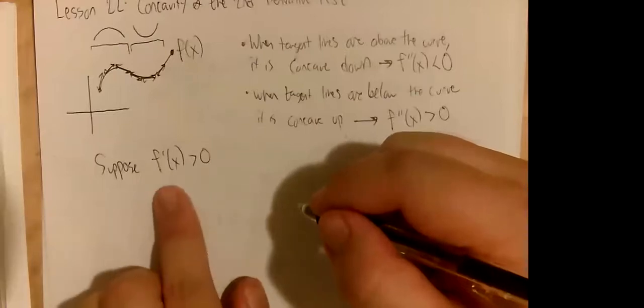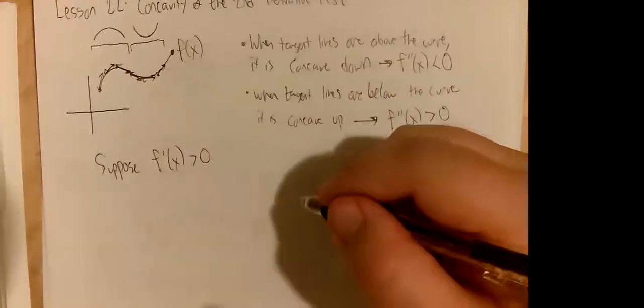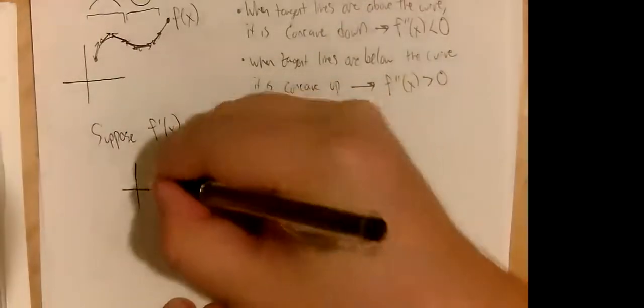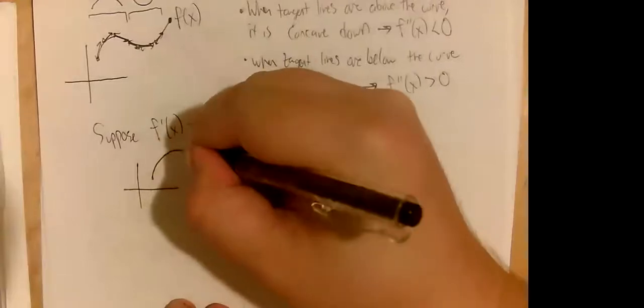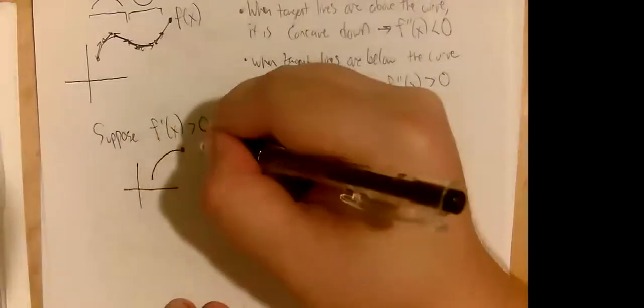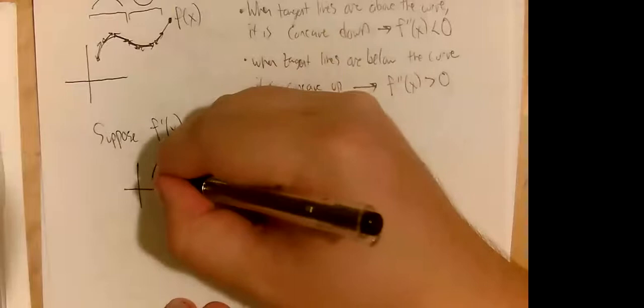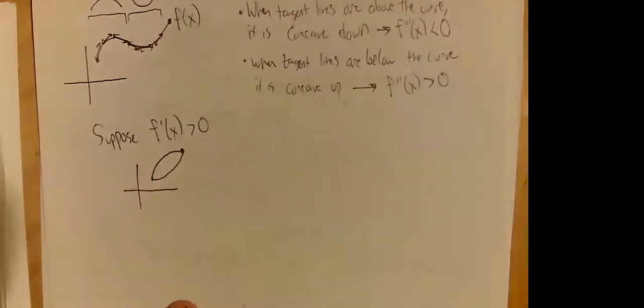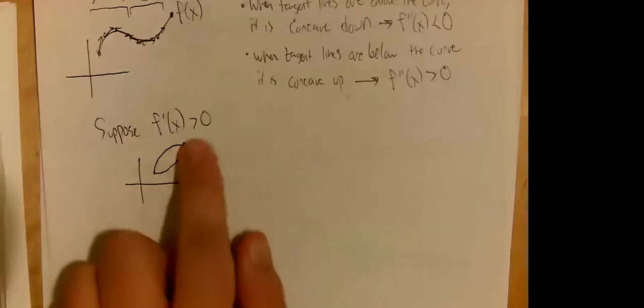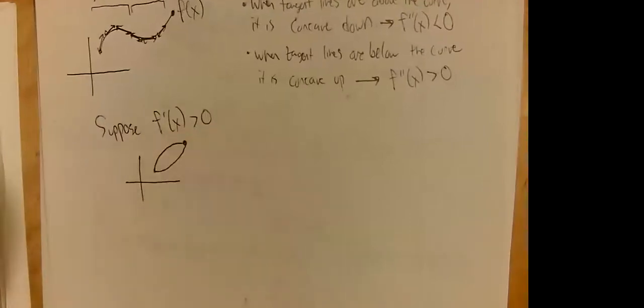So remember, from the previous lesson, we learned that this means that our function is increasing. And so let's say we wanted to draw our function in that region. We could draw it looking like this, and that would certainly be an increasing function. But on the other hand, we could also draw it like this, and that too would be increasing. So just knowing whether a function's increasing or decreasing alone doesn't quite tell you which way it's going to bend.